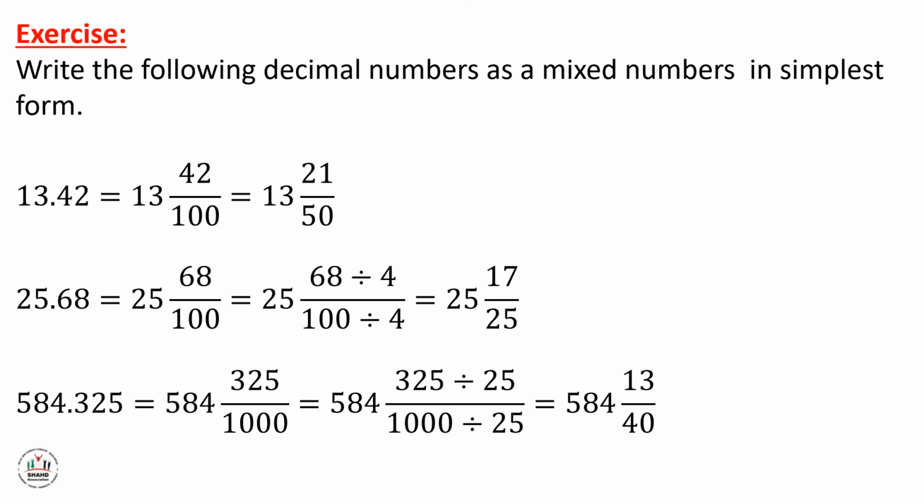Now we can simplify this fractional part. 325 and 1000 both divided by 25 give us 13 over 40. And the final mixed number is written as 584, the natural part, followed by a fraction less than a unit, which is 13 over 40.